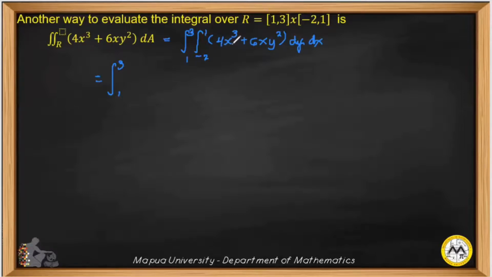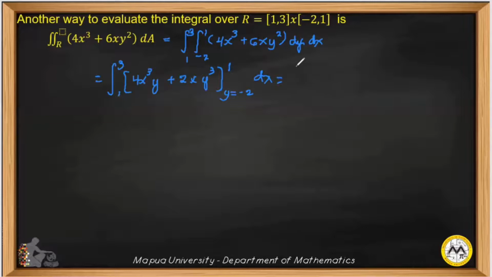So the integral of 4x cubed, this is a constant, dy is 4x cubed y. Since x is temporarily held as constant, we will just evaluate the integral of y squared dy, and the integral is y cubed over 3. So 6 over 3 is 2, so 2x y cubed, and this must be evaluated from y equal to negative 2 to y equal to 1. Then we multiply this by dx.